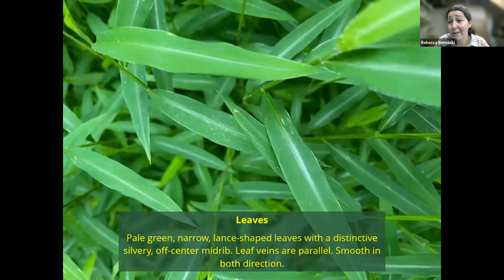Leaves. You're going to look at these leaves and go, okay, Becca, it's a grass. How do I know that this grass is Japanese stilt grass and not something else? Well, the leaves are pale green, narrow, and lance-shaped. Okay, sounds like a lot of other leaves. But what they do have is this distinct silvery off-center midrib, and you can see that really well in this picture. The leaf veins are going to be parallel, and the other distinguishing trait here is if you take your fingers and rub them over the leaf blade, it's going to be smooth in both directions. Most of our native grasses are going to be rough in one direction or the other.